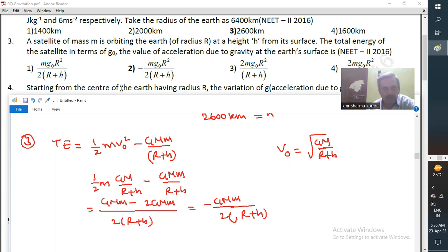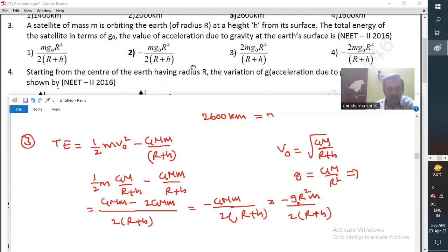But you have to express in terms of small g. Get back the relation, small g and capital G are related like this. So GM has to be replaced with g0 R square. So it is minus g0 R square m divided by 2 of R plus h. So the second option is correct.